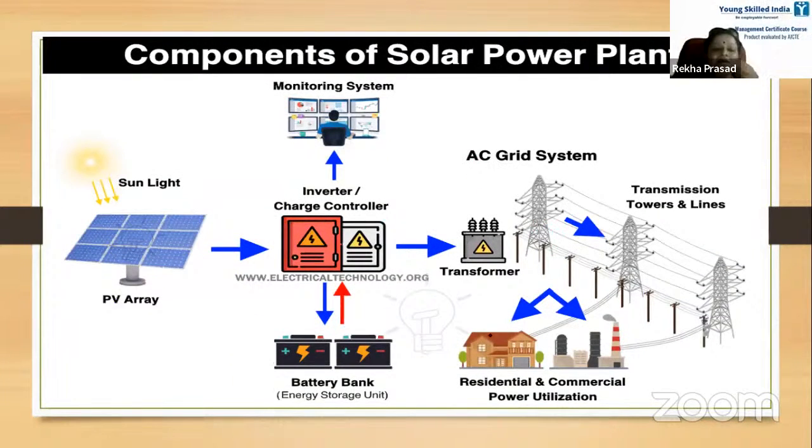So these are the components. Here you have the sunlight, you have the charge controller, then you have the battery, then you have the monitoring system, you have the transformer, and it is being transmitted to residential and commercial power utilization through transmission lines.